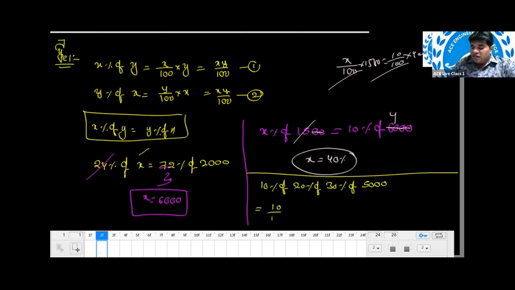10% is the rate 10 by 100, "of" meaning multiplication. 20 by 100 multiplication, 30 by 100 multiplication, and 5,000. Simplify here. Total 6 zeros: 1, 2, 3, 4, 5, 6. 2 times 3 is 6, 6 times 5 is 30. 30. This is completely the first type, and this is the second type.